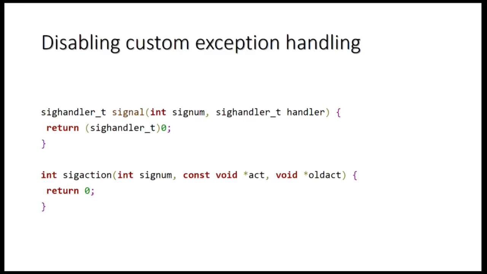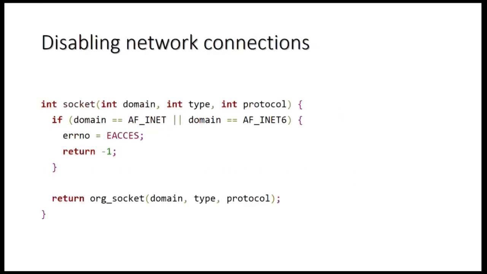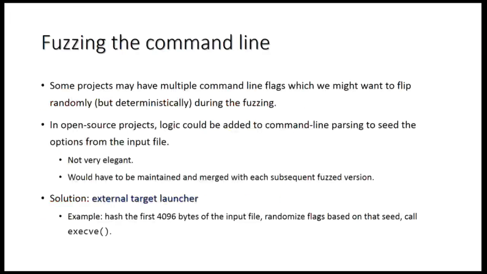For example, you can disable custom exception handling by masking out two functions, signal and sigaction, just to replace them with no-operations. You can disable network connections by just masking out the socket function and so on.